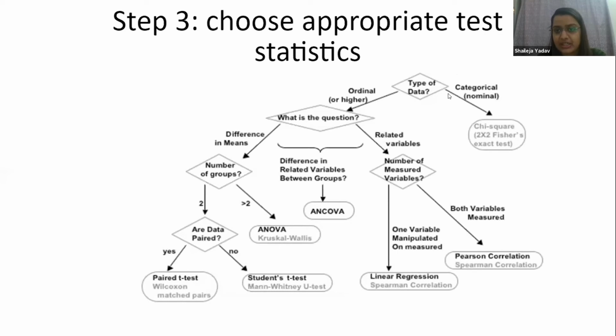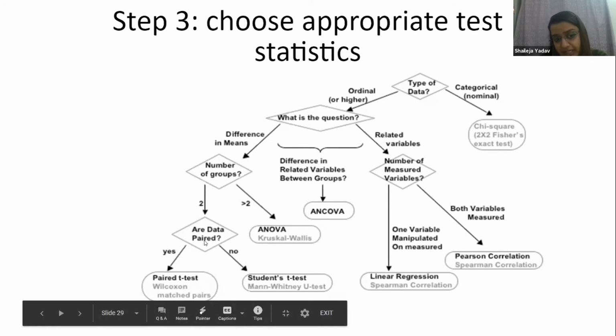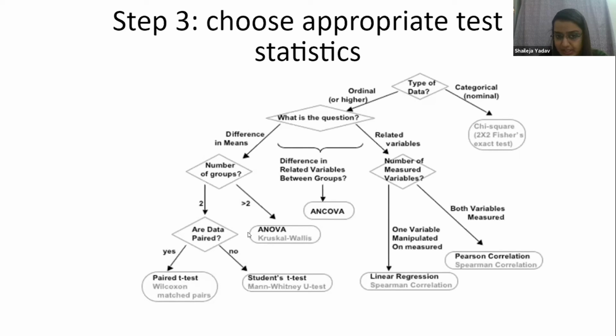So if the type of data is categorical or nominal, you will be going for the chi-square test. If the data is ordinal or higher, then you will be deciding what the question is. If the question essentially wants to measure the difference in means, then you will be determining the number of groups that you have. Are there two groups or are there more than two groups? If there are two groups, is the data paired? If the data is paired, then you will be going for a paired t-test. If the data is not paired, then you will be going for Student's t-test. For more than two groups, you will be using ANOVA.